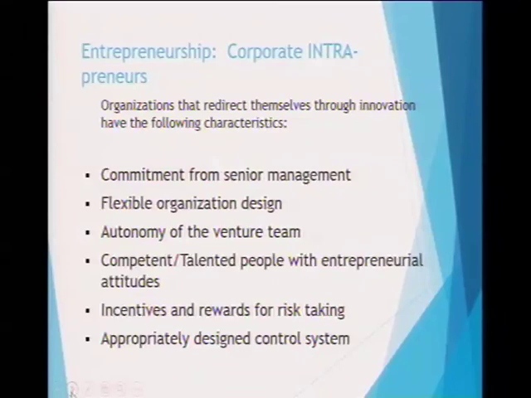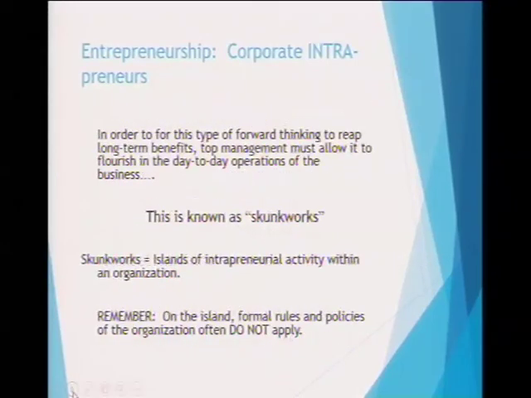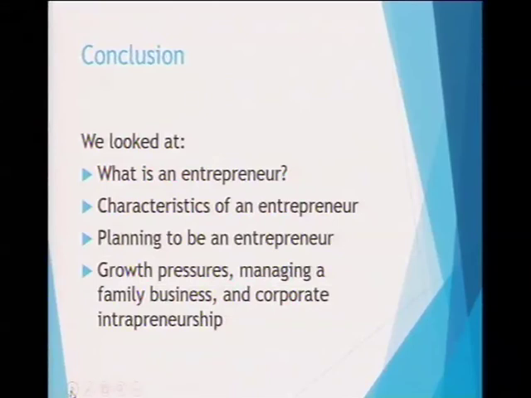So organizations that direct themselves through innovation have the following characteristics. For example, there's commitment from senior management, flexible organizational design, autonomy of the venture team, competent or talented people, incentives and rewards, and then you have a proper control system. Now, these entrepreneurs tend to help in forward thinking in order for the organization to have long-term benefits. And they create islands, which you call skunkworks, which are departments or components within the organization which tend to work independently, mostly on innovation, creativity, looking at ways on how to expand the company.